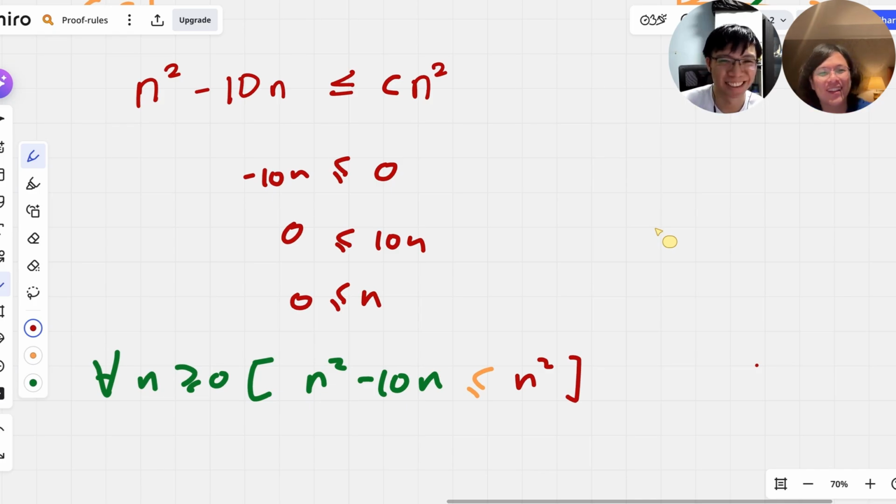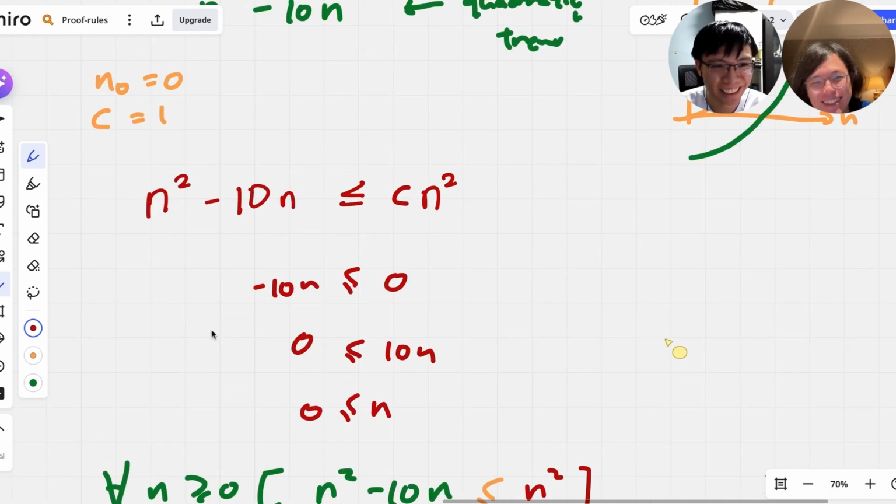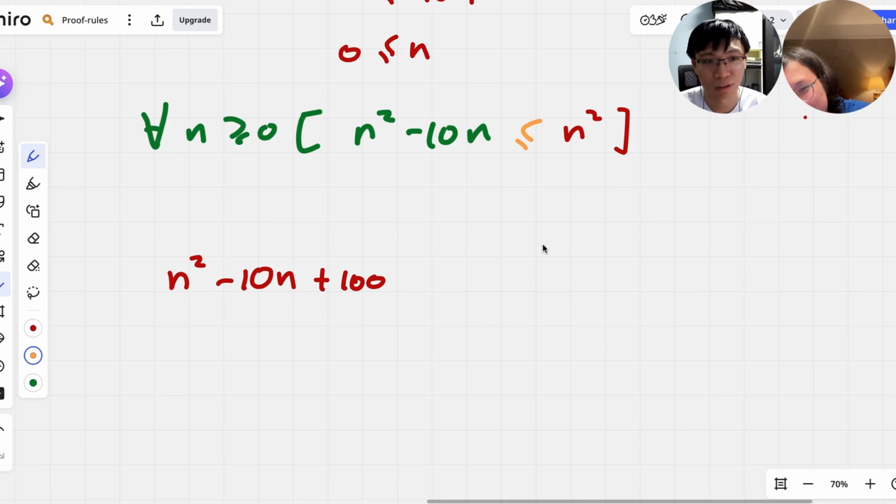So let's try one more. Yeah, okay. Crap, we need to think of good examples. So I'm just thinking of plotting the curves. This is what happens when it's unscripted. Let's do n squared minus 10n plus 100. Okay, now probably not so easy, right? So now we need to find again a c and an n0.